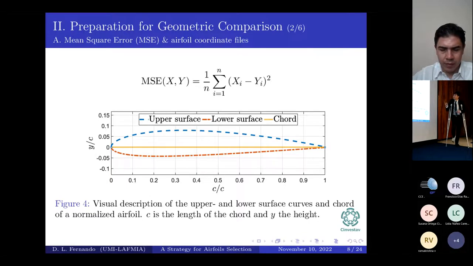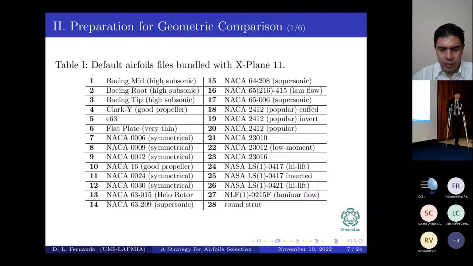For this, we are making use of the mathematical metric, mean squared error, to make the measurement between our original airfoils, which I'm going to call from now on custom airfoils, and the ones from the list. In order to save time, we reduced our list by eliminating those files which have a tag which does not correspond to our pretensions. For example, the airfoils which have a supersonic tag, we discard them because our flight is not supposed to be in supersonic regime.